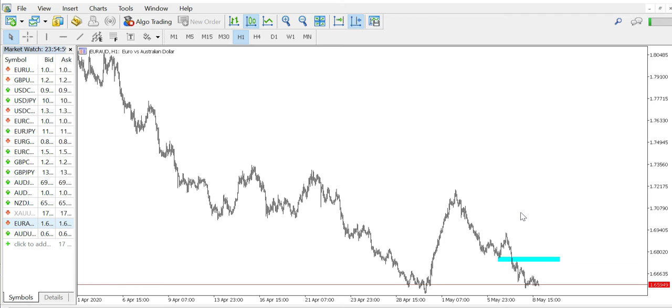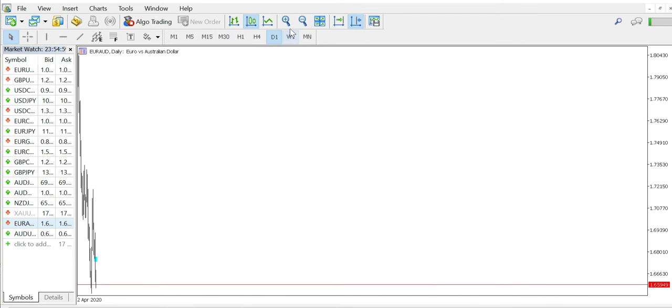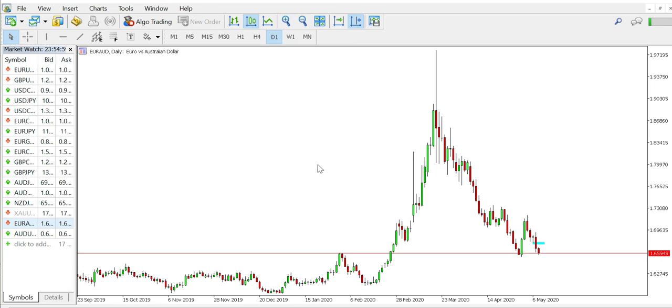Let me quickly take you to the two currency pairs which I'll be looking to trade in the future, from 10th of May 2020. First pair is Euro versus Australian dollar. Let me check the long-term chart, that is the daily chart. Daily chart is showing a downward trend on the currency pair.